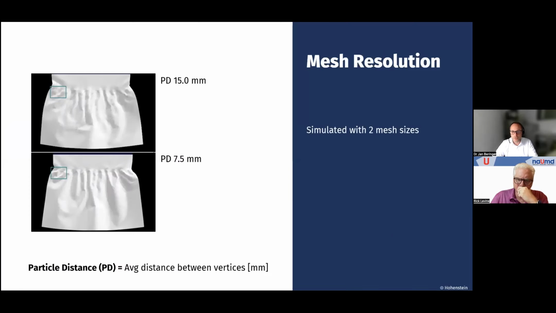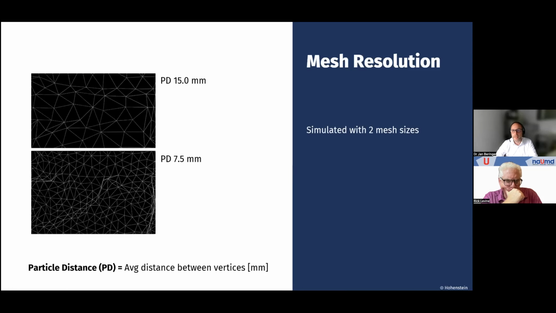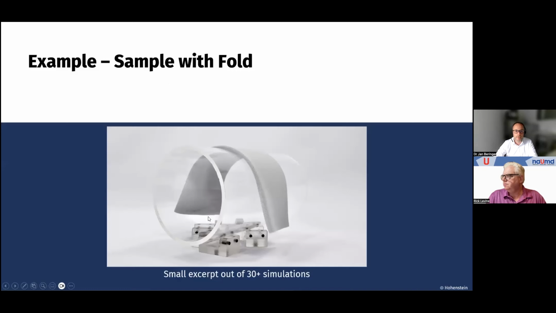Yeah, going into the mesh resolution. So simulation with 2 different mesh sizes, particle distance 15 millimeters and 7.5 millimeters. So the particle distance is the average distance between the vertices in millimeters. And you can see there's a clear impact in the appearance if you basically halve the particle size from 15 to 7.5 millimeters. This is then displayed in the mesh resolution. You can see the 15 millimeter rectangles and the 7.5 millimeter rectangles.